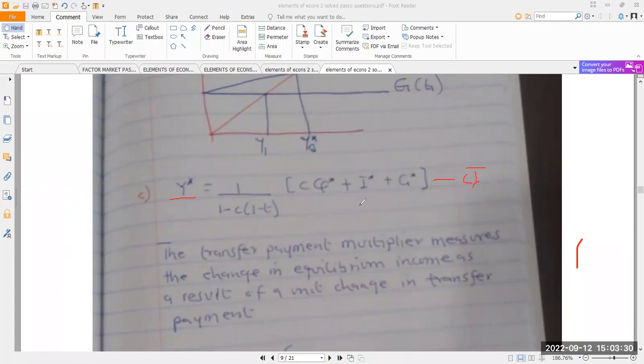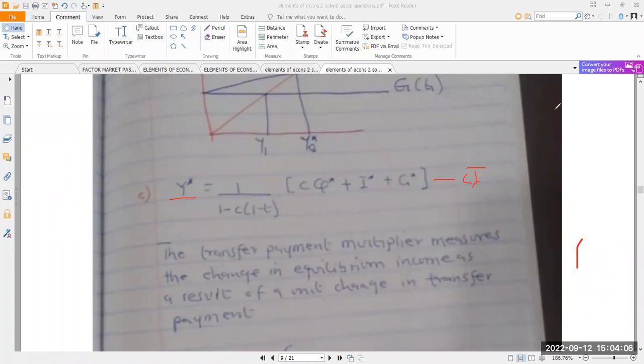So in terms of magnitude, the tax multiplier and the transfer payment multiplier are the same. They are the same in magnitude, but they act in opposite directions. So if you increase tax by 1, and you increase transfer payment by 1, then the increase in tax will cause a reduction in income by the same amount that the transfer payment will cause an increase in income. Okay, they are of the same magnitude, except that they move in opposite directions.